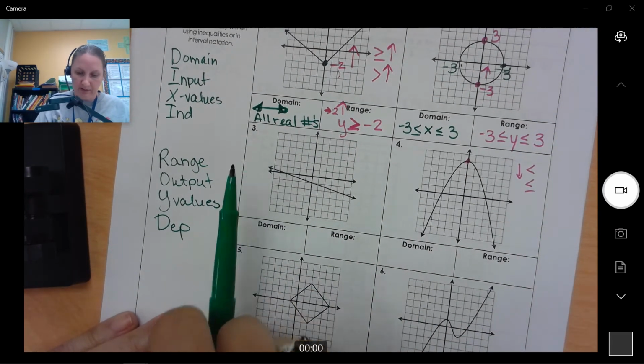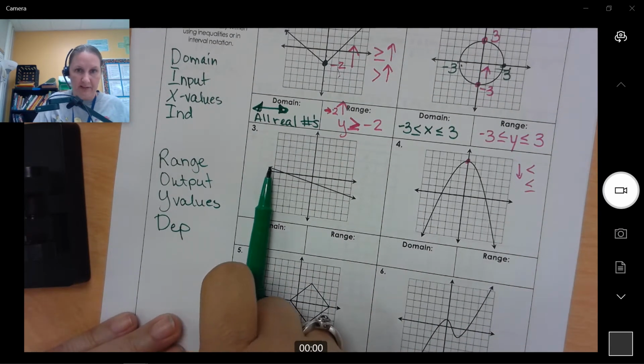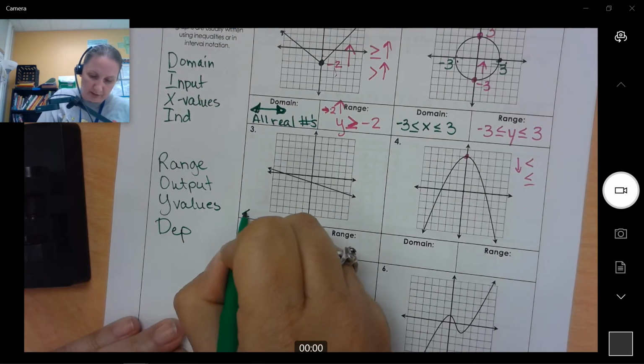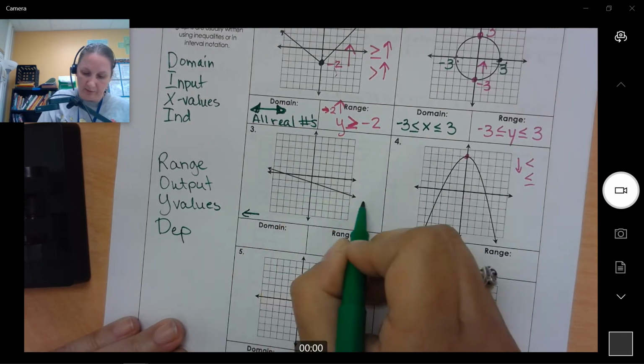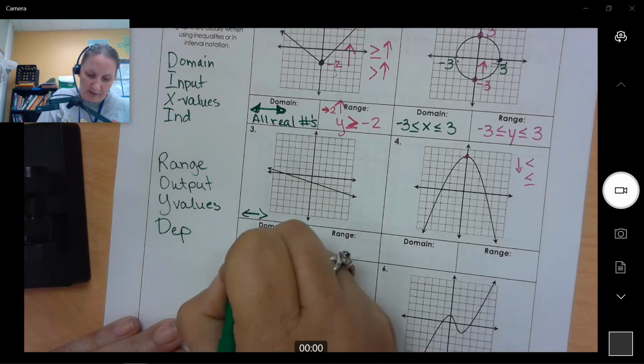Starting with our domain, sticking to the same color. First thing I see is an arrow. I'm gonna make a jot down there. I'll keep going. Last thing I see is an arrow. Arrow to arrow is all reals.